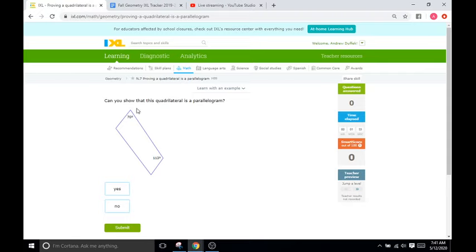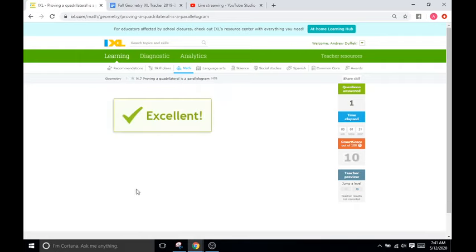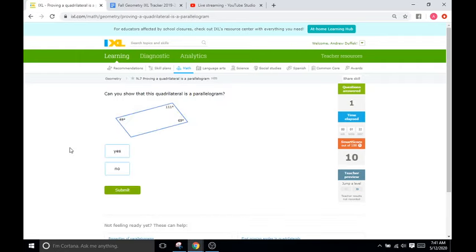Can you show that this quadrilateral is a parallelogram? Well, 70 plus 113 is 183. It is not 180, so it is not going to be a parallelogram. Next. 69 plus 111 is 180 degrees. Plus the opposite side is 69, so perfect. This can be proven as a parallelogram because this one has to be 111 then.